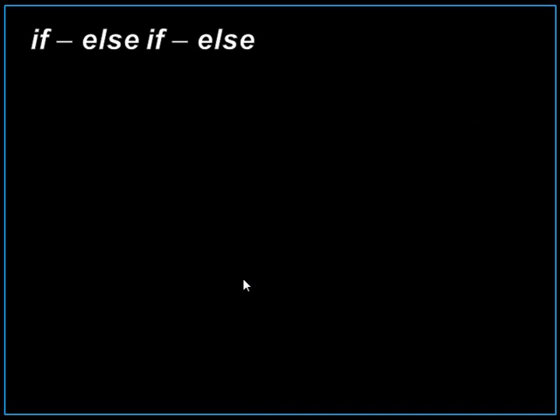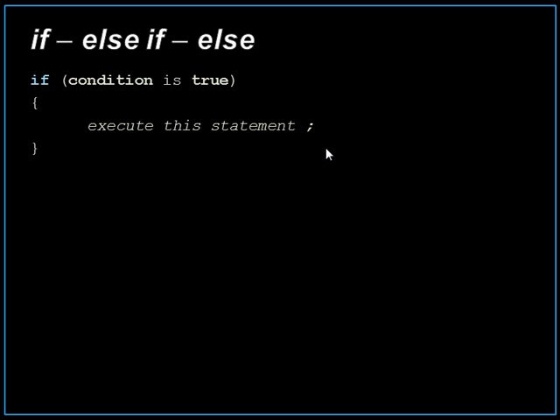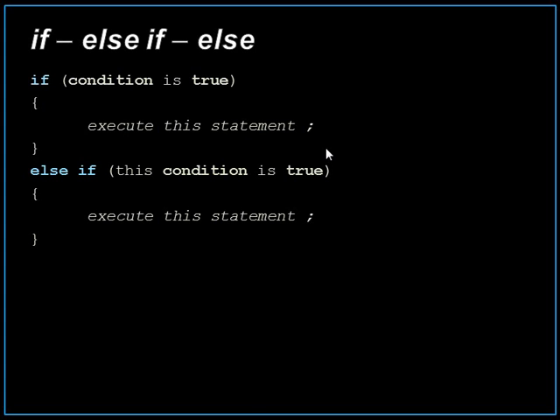Now let's look at the syntax of the if, else if, and else construct. If the condition is true, then you execute this statement. Else if another condition is true, you execute this statement. And else, otherwise, if both the conditions are false, you execute this statement. Now remember that else is also optional in this construct too. So you have if else and if else if else, two types of if else.